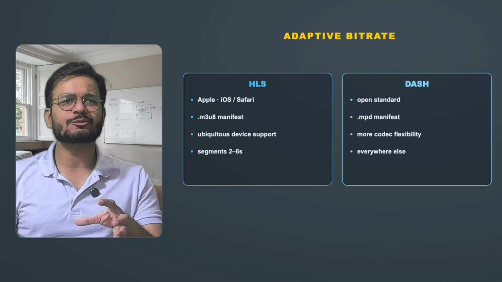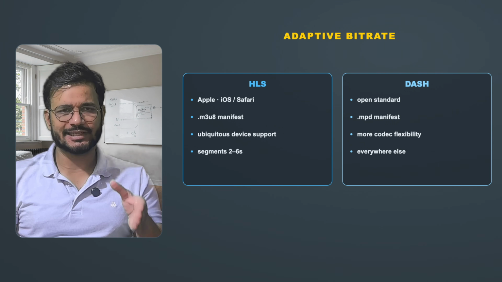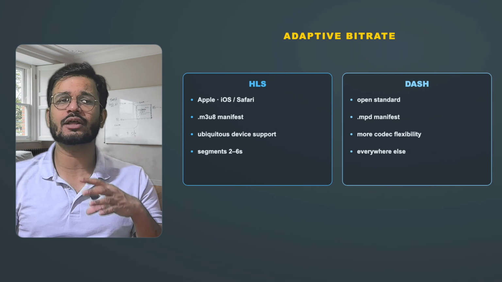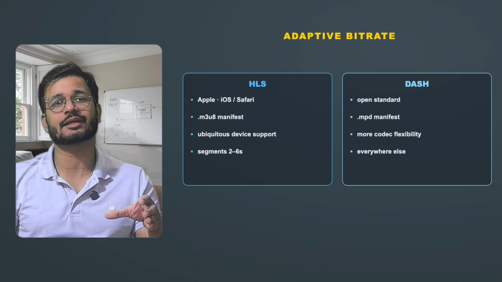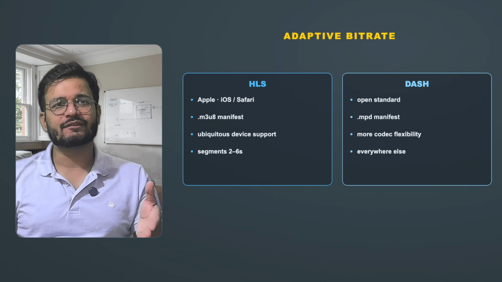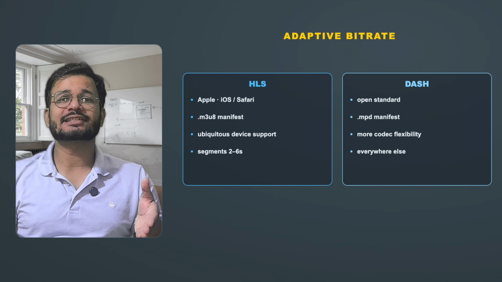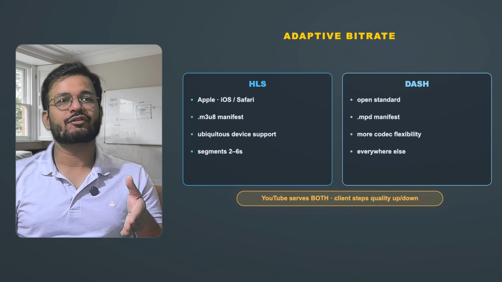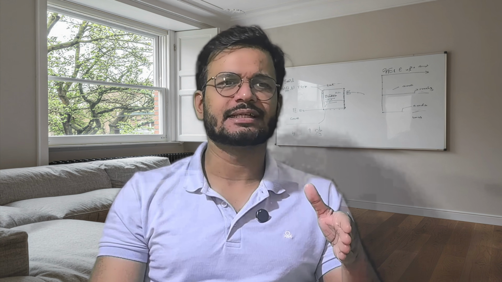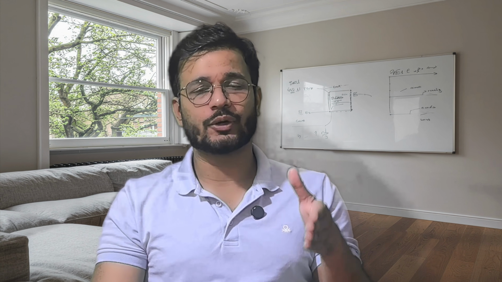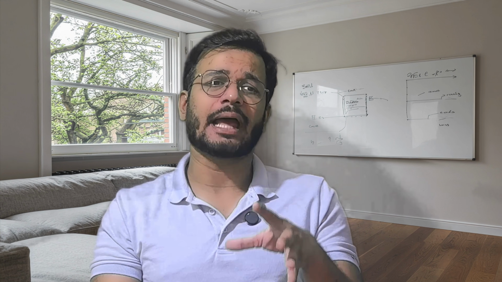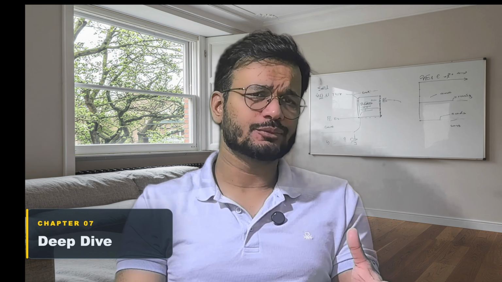Both work the same way conceptually. The video is split into small segments, usually 2 to 6 seconds each. A manifest file lists all the available quality levels and points to the segment files. The client player monitors the download speed. If the last segment downloaded slowly, it steps down to a lower bitrate. If it downloaded quickly, then it steps up. The difference between HLS and DASH is in the manifest format and the codec flexibility. DASH supports more codecs. HLS is dominant on Apple devices. YouTube serves both of them.